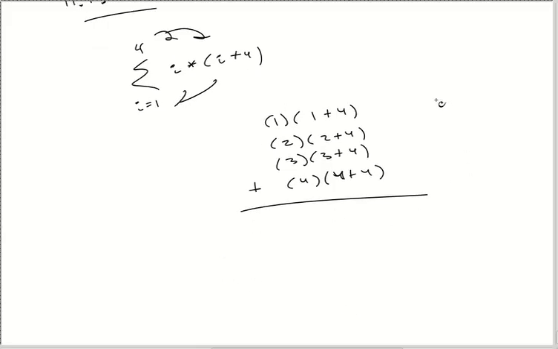So if I go and find all these numbers, that's 1 times 5 is 5. I got 2 times 6 is 12. I got 3 times the 12. No, 7. Sorry, that's 7. 3 times 7 is 21. And then I've got 4 times 8 is 32, I believe.